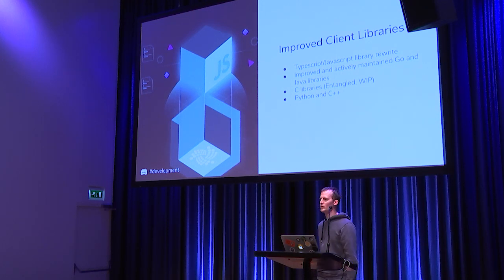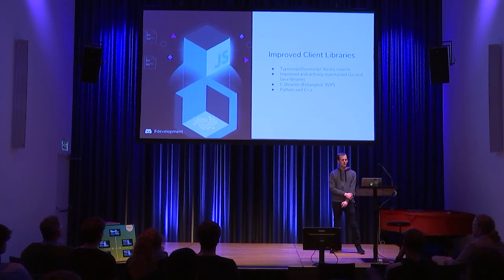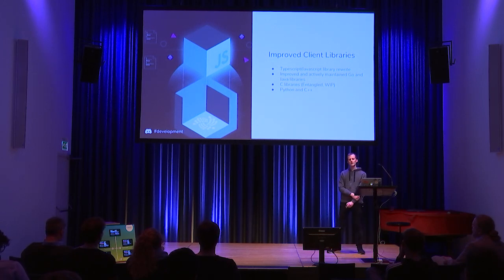We also worked on our Go and Java libraries. We hired 2 developers to actively maintain and improve those libraries, so we will see more improvement on that level as well. We are working on C libraries as well. You can have a look at the entangled GitHub repository for the more lower level action. And this will include all the basics, including MAM as well, C, IRI, etc. And of course we have our Python and C++ libraries, which didn't really get a lot of improvements over the last year, but they're still solid foundations to work with.